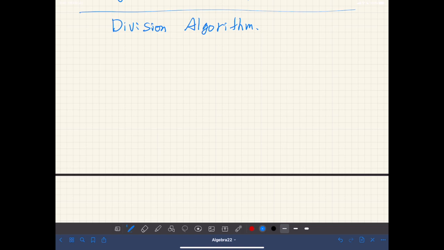We prove one of the fundamental theorems of algebra. It's not the fundamental theorem of algebra, but it's one of the fundamentals. Anyway, that's called the division algorithm, and we prove the simplest version of that now. Okay, so theorem. It's called the division algorithm.